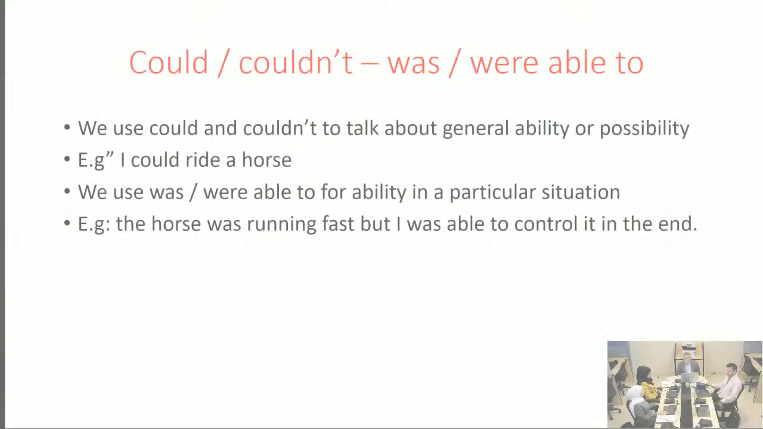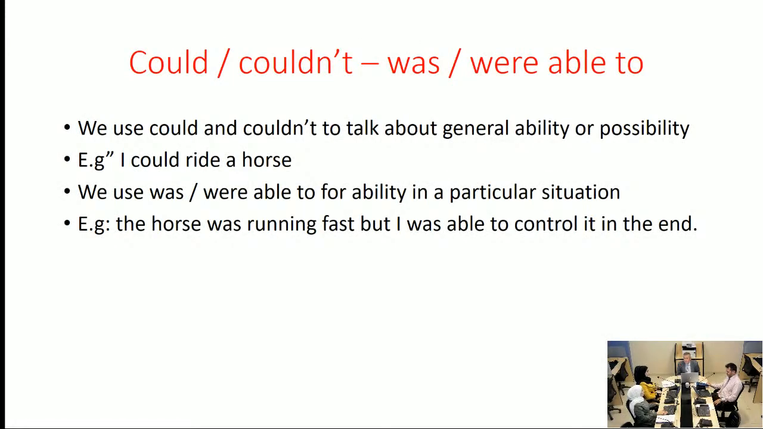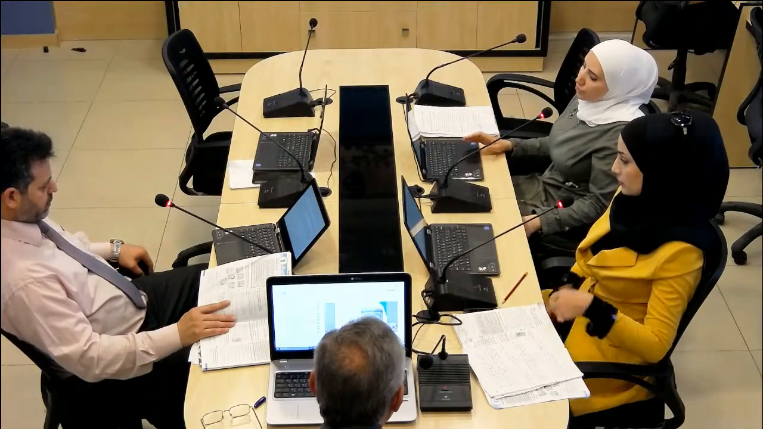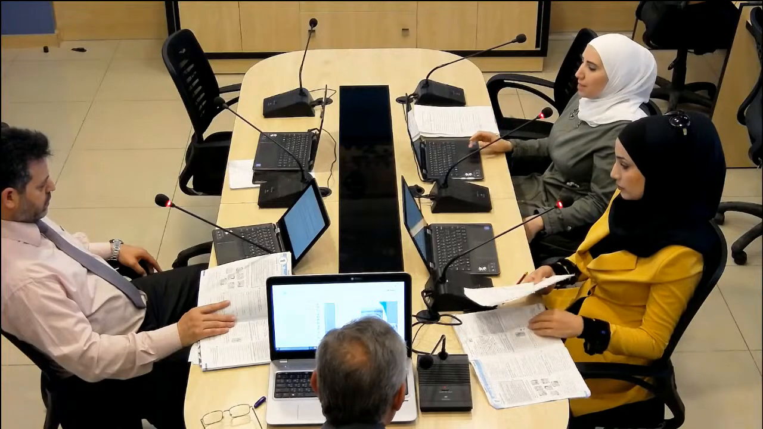The using of could, couldn't, was, were able to. You know that could is the past of the verb can. But in our book, we only concentrate on the using of could as a general ability or possibility in the past. Like, I could ride a horse in the past. This is ability.